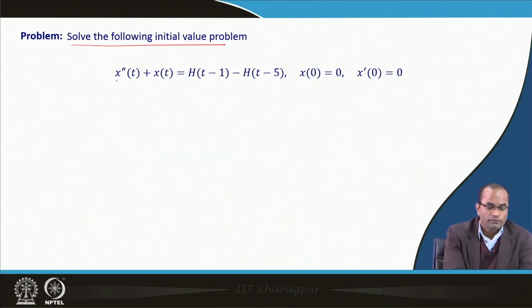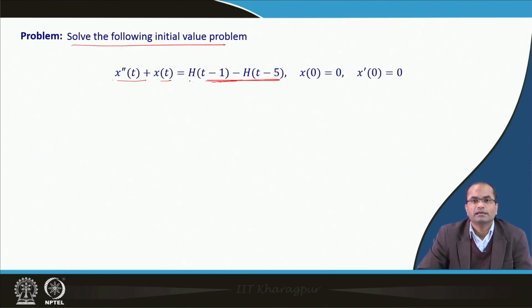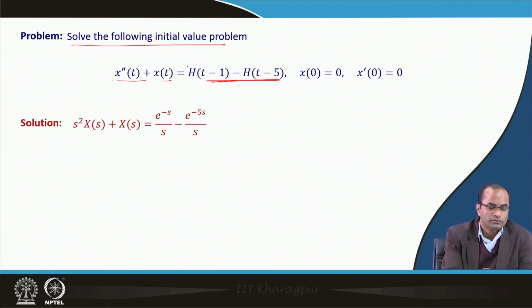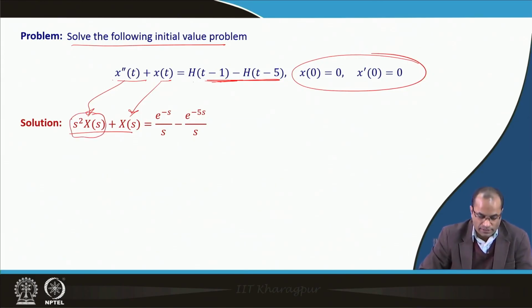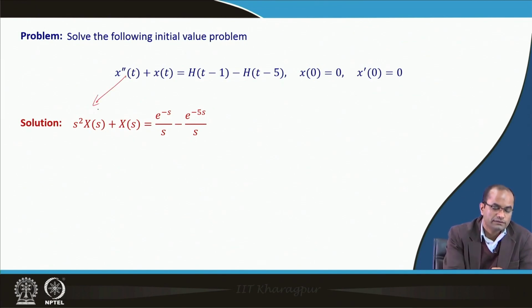Solve the following problem. We have the double derivative plus x, and on the right hand side there are two Heaviside functions, but they can be handled similarly as in the previous problem. So, after taking the Laplace transform, we have s square X(s) plus X(s), because x(0) and x'(0) are 0. So, there will be no other term other than this s square plus 1 times X(s) once we apply the derivative theorem.